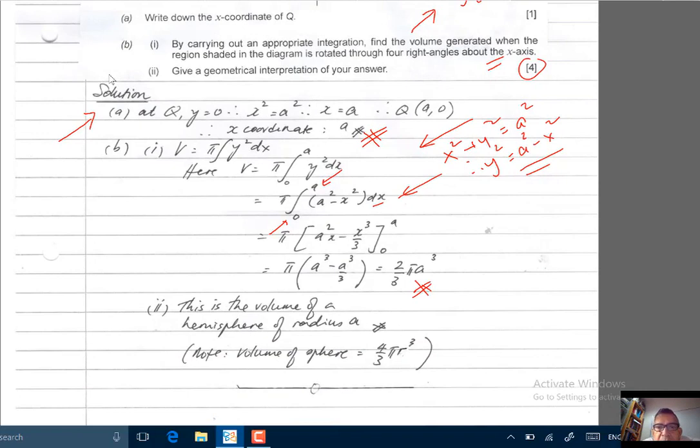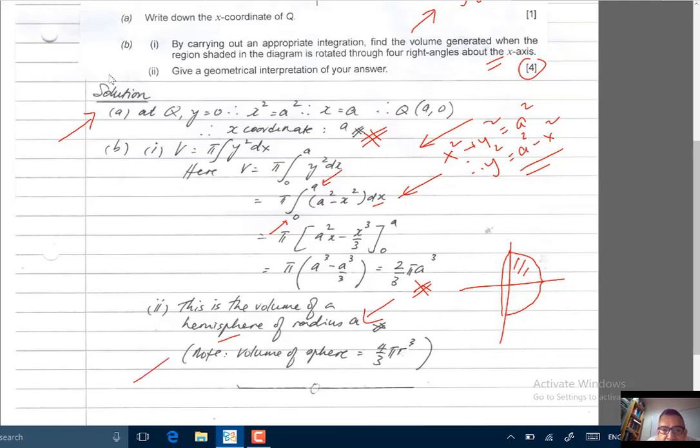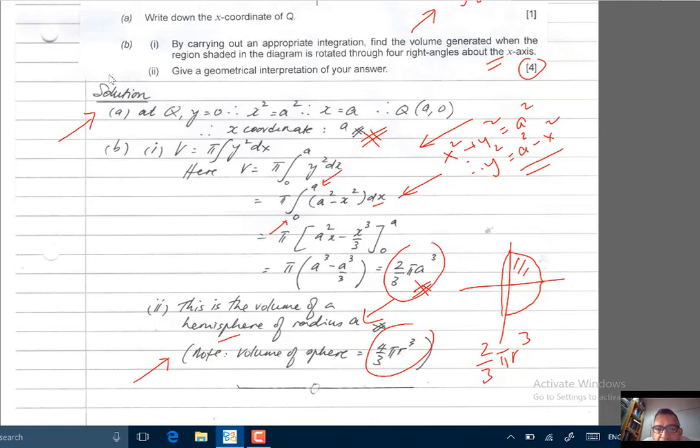The geometrical interpretation of the answer, let's draw it here again, this quadrant. Now when you take this region and you swing it through four right angles about the x-axis, what you're going to get is a hemisphere. So this is the volume of a hemisphere of radius a. I've added a note here. Remember, the volume of a sphere is 4 over 3 pi r cubed. So half of this will be 2 over 3 pi r cubed, and since our radius is a, we have an answer here which is 2 over 3 pi a cubed. Therefore, we know this is the volume of a hemisphere of radius a.